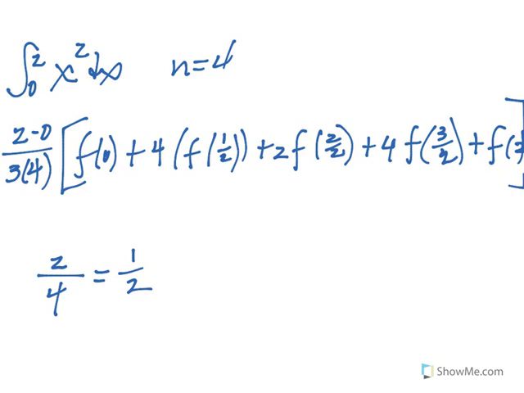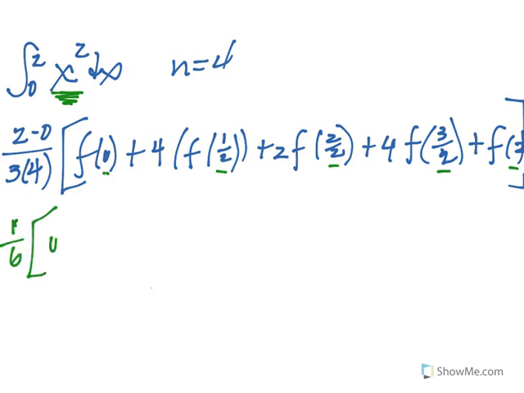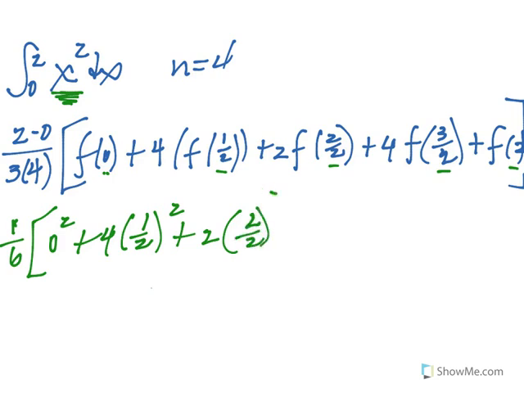Okay, now just like in the previous example, you take these x values and plug them into the original function here. You multiply out all those products, add this sum together, and then lastly multiply by the fraction out front. So we'll just work through a couple here. This is going to be 2/12 or 1/6 on the outside. That's 0 squared plus 4 times 1/2 squared plus 2 times 2/2 or 1 squared, etc.